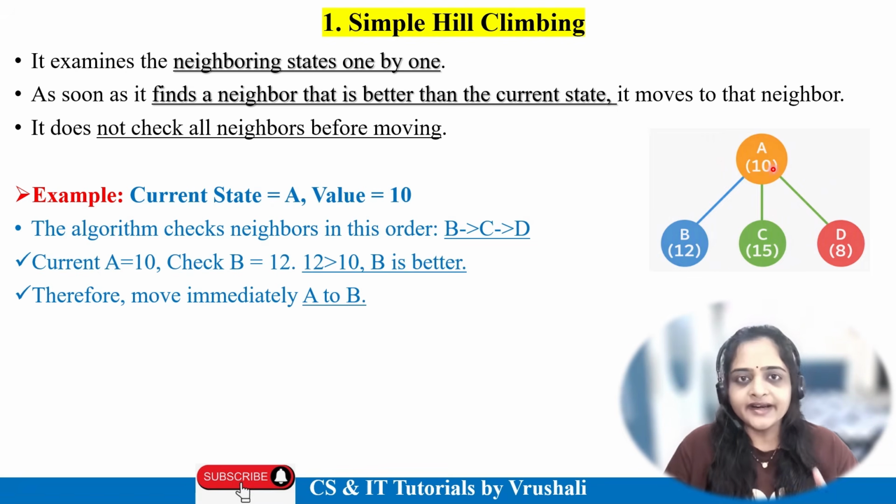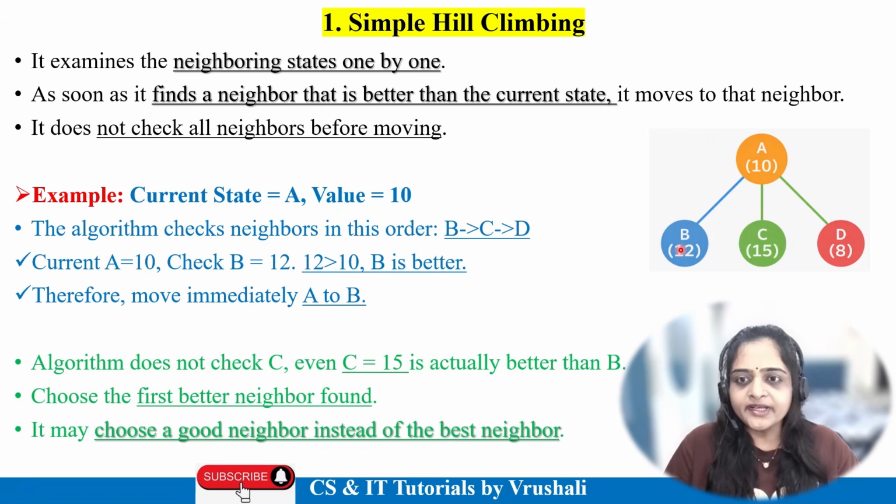For example, currently at A, and after A, the next node is B, the next neighboring node from left to right direction. So the first one is B, right? The value of B is 12. 12 is greater than 10, right? It means that B's value is better than A. So the algorithm immediately moves from A to B because it finds the best state from the current state to the next state.